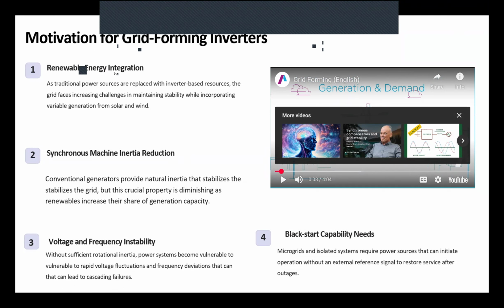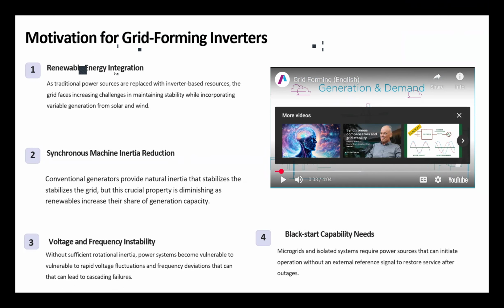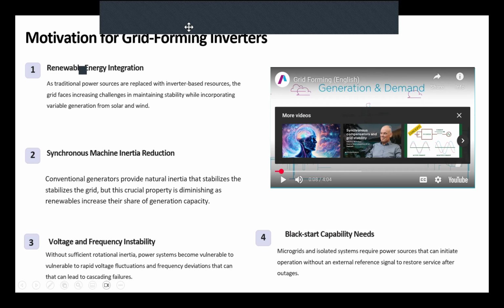In my PowerPoint, so with rotating machines, it's the same principle.